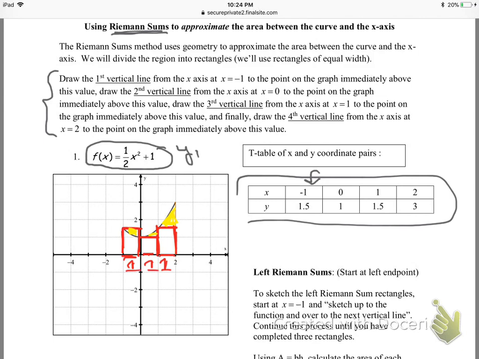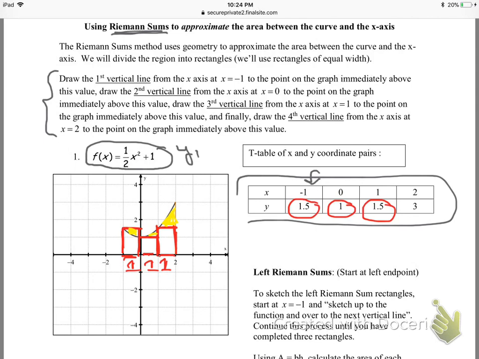Your height of the first rectangle is the same height as the y value at -1. Your height of your second rectangle is the same height as your y value when x is 0. Your height for your third rectangle is the same height as your y value when your x is 1. So I'm going to add up these rectangles.